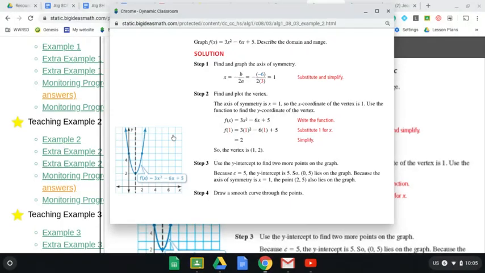If I wanted to, I could make a t-table and find more points, like how we were doing in section 1 and 2, put the vertex in the middle, go 2 down and 2 up, but this is the faster way to do it. Our next step is now we're going to say the domain and range. The domain is all real numbers because our x's can be any number we want here. The range, we need to look at the vertex and how the arrows are pointing. The vertex y is right here at 2, and our arrows are pointing up, so the range is y is greater than or equal to 2.